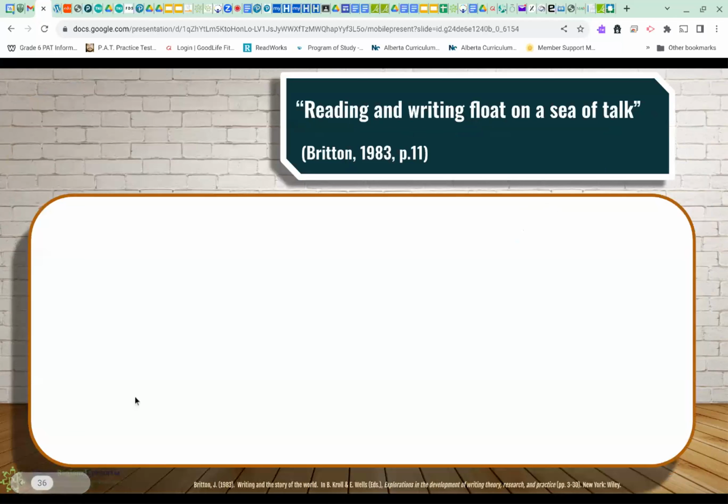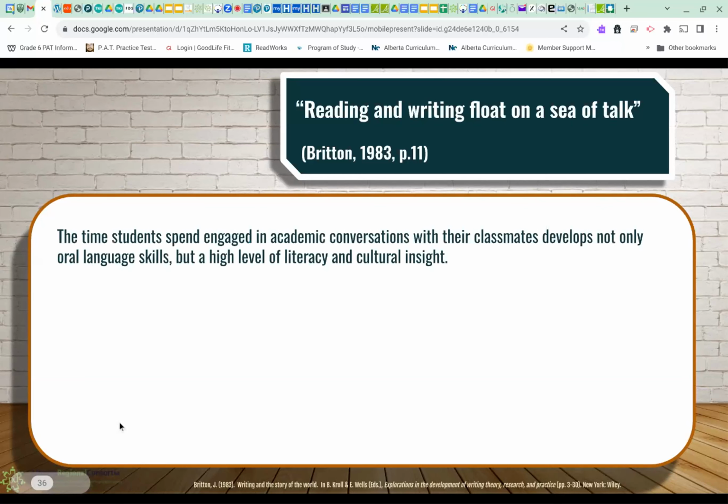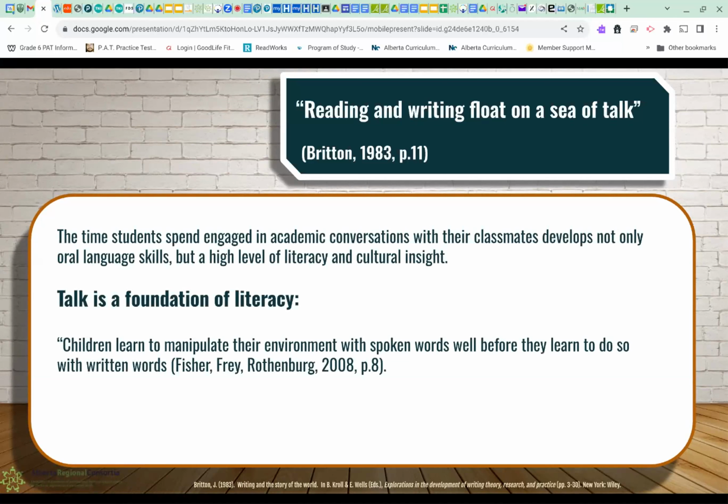Great. And then just thinking about reading and writing afloat on a sea of talk. So I'll just get you to tap. So when we think about this time students spend engaged in academic conversations, it doesn't just develop those oral language skills, but it also develops that high level of literacy and cultural insight. And tap. And, because talk is the foundation of literacy, from phonological awareness to what we hear.